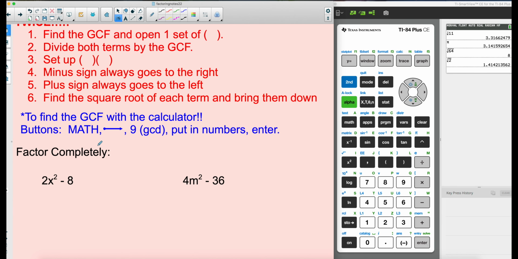Now, if anyone needs the buttons for the calculator, they're right here to find the GCF. You hit the math button, go to the right, hit number 9, put in your numbers, and you hit enter, and you'll be able to find any greatest common factor on the planet, and I will, of course, show you and demonstrate how to do that.